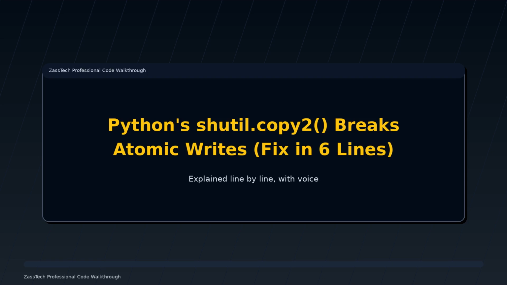Here's the hidden trap. shutil.copy2 silently preserves timestamps, but writes to a temp file first, making your overwrite vulnerable to corruption during crashes or interruptions.